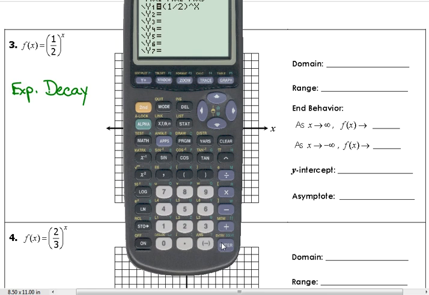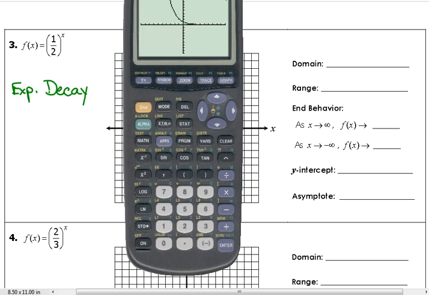The original problem has parentheses. You've got to put parentheses in your calculator when you type it in. You can't just leave those parentheses off. If you do, it's just going to apply that exponent to the 2 that's in the denominator. It's not going to apply it to the 1/2. So you've got to put parentheses around that fraction right there. Okay, let's graph it and see what it looks like.